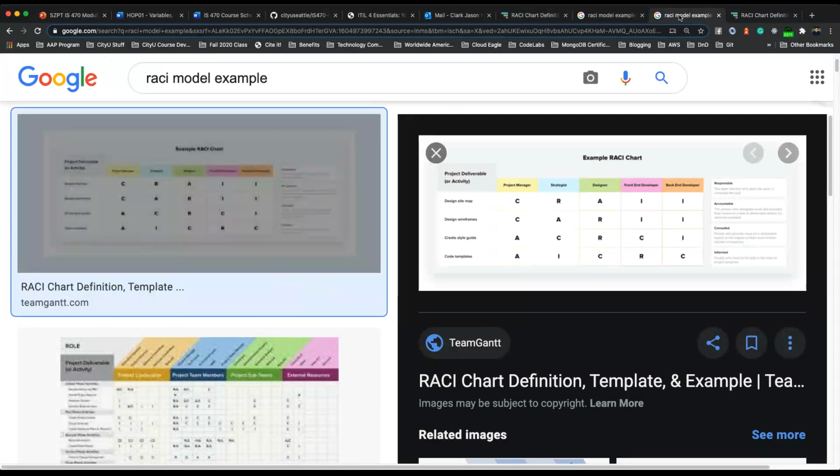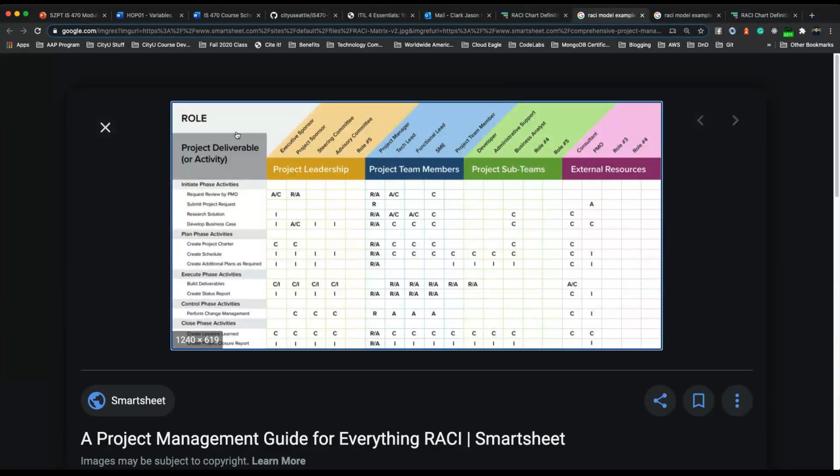So here's another, more complex one, but we don't need to go deep on each of them, right? So you can see there are the roles, right? And they also put them in the leadership, the project team members, the sub team, external resources, and they also have roles inside of those categories. And these now are the tasks, right, in the columns, and the phases of the activities, right? Okay, so let's go.